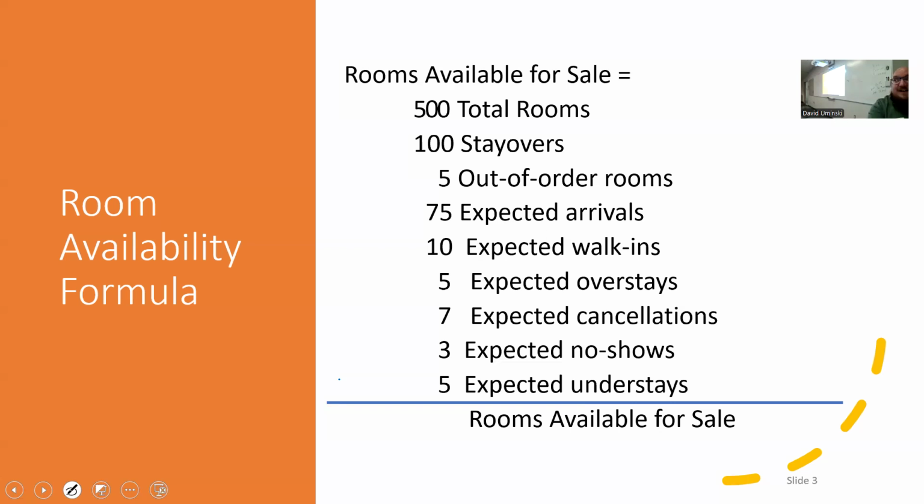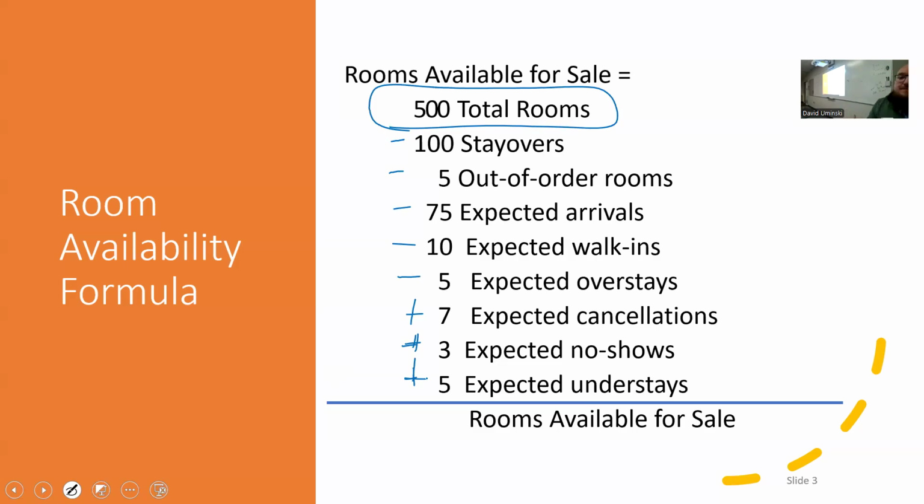So let's do some actual numbers. We have 500 rooms total. We have 100 stayovers. That does what? Add or subtract? Subtract. Out of order? Subtract. Expected arrivals? Walk-ins? Overstays? And then we add the last 3. Now you can't always just say add the last 3, because in a few minutes we're going to change it to where they're all mixed up.